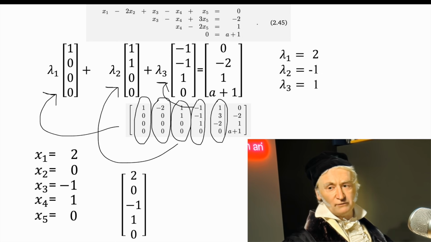So that's the process, but now let's see how to get those lambdas that I simply gave last time. Dr. Gauss, please show us how to do that for this matrix here. Yes, given these linear equations, we arrange them into a matrix.